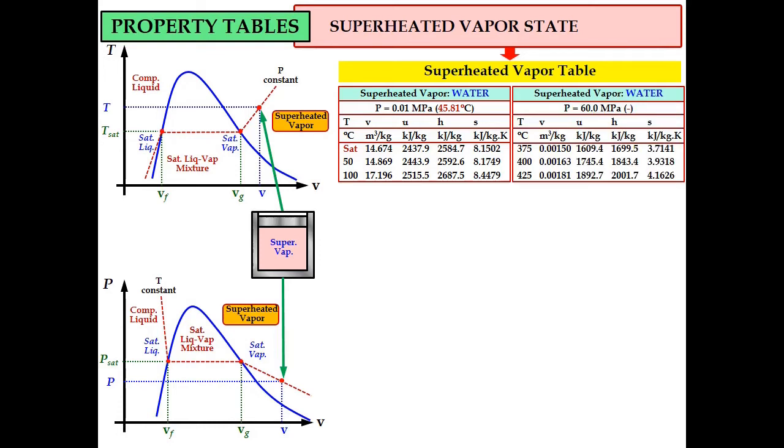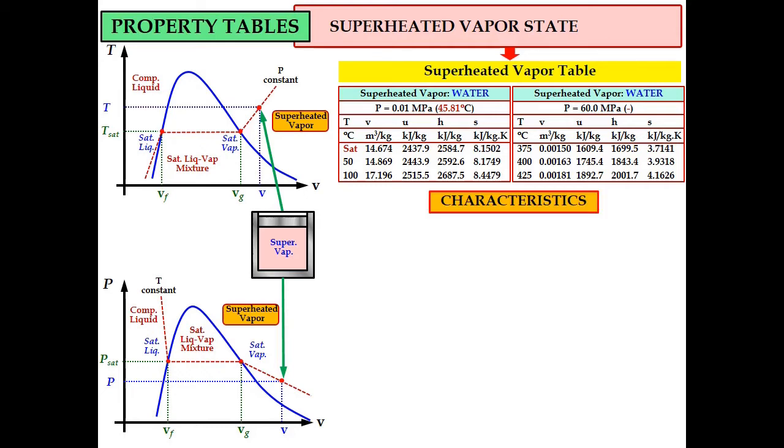We have another example. For this case, we don't have any saturated temperature because the pressure is very high, at 60 megapascal. So we have a number of superheated vapor tables based on the pressure value. You can look in the actual thermodynamic table that you have to download from my blog.